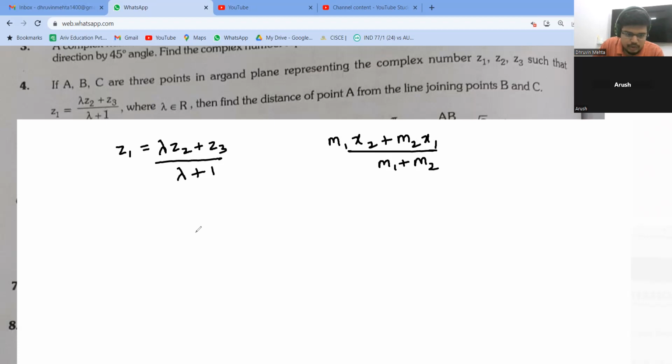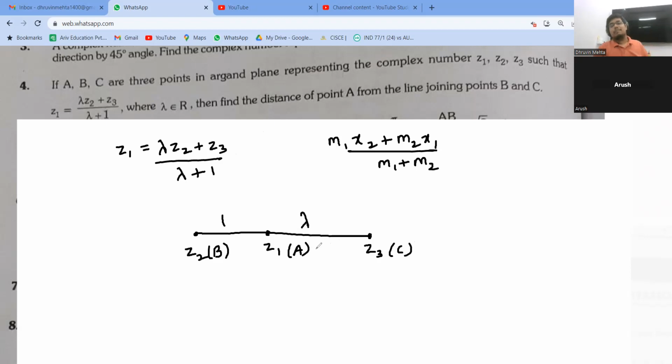So see, what is the situation, that somewhere between z2 and z3 there is such a z1. z1 is dividing them internally. Why internally? Because this is plus and plus. In such a way that lambda comes here and this will be 1, because if you remember, we cross multiply, like lambda z2 plus 1 into z3. Now they are saying that this is A, this is B and this is C.